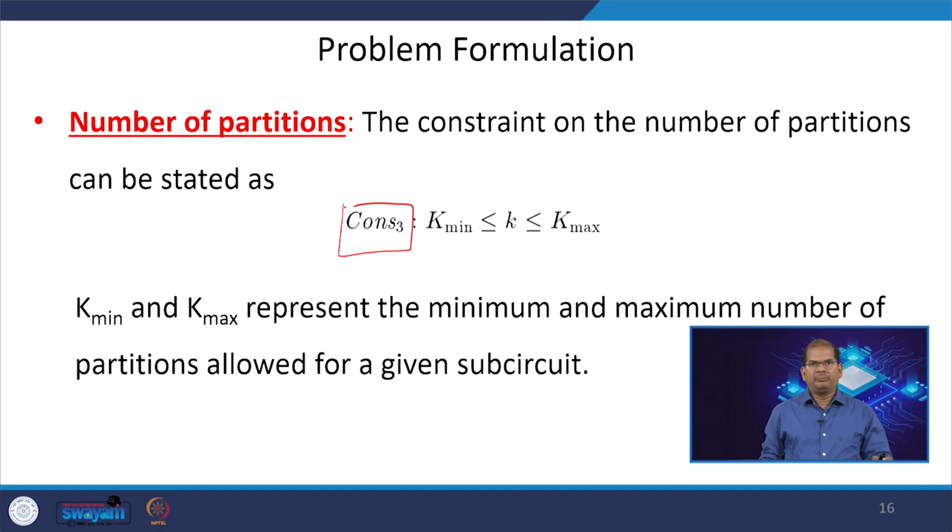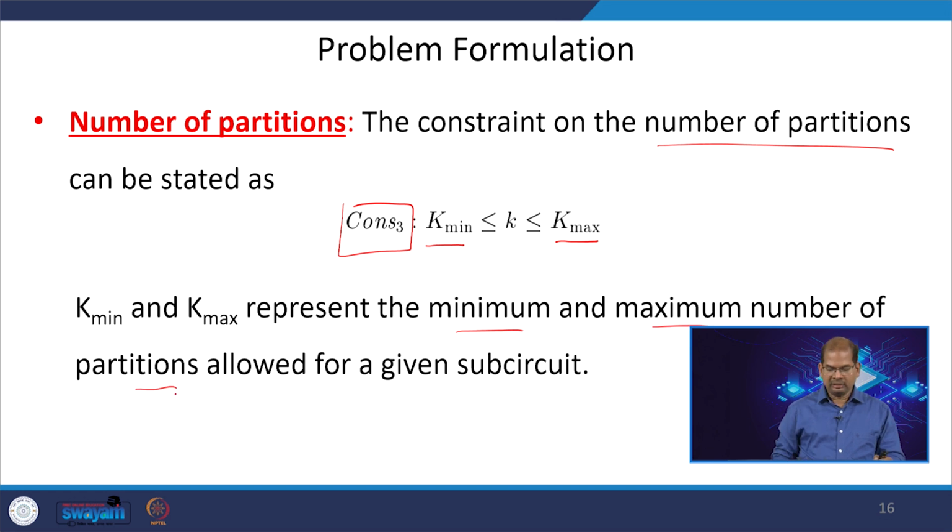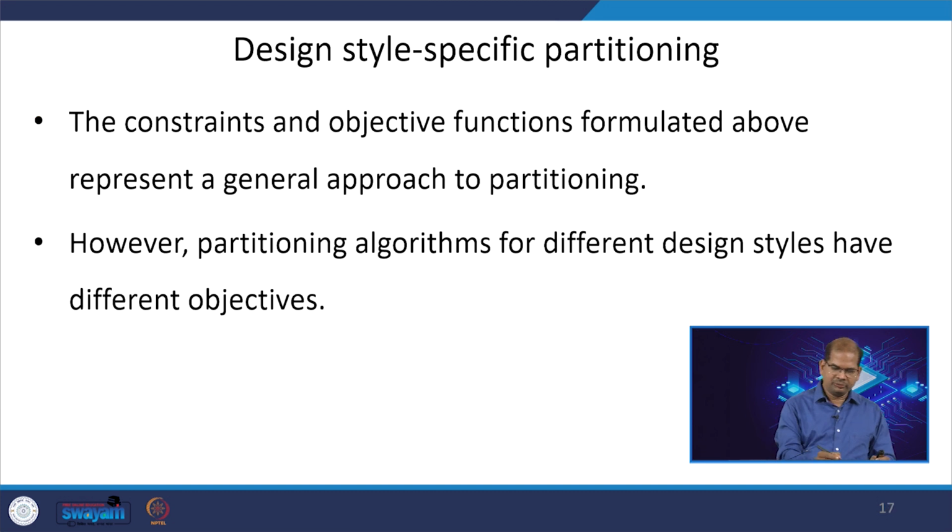So, how many partitions should be used? The constraint is the number of partitions, which has a minimum number and a maximum number. The k min and k max represent the minimum and maximum number of partitions allowed for a given circuit, which basically determines how I can optimize the overall design. Basically, the two things we discussed, the objective functions and constraints, will be different based upon the design style.